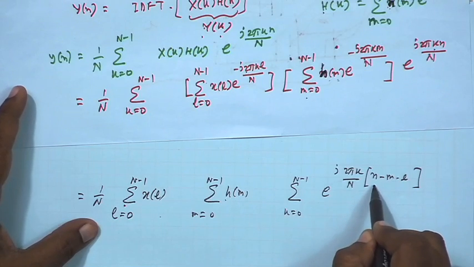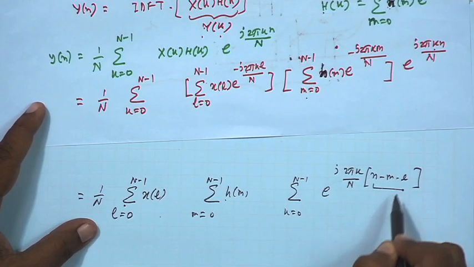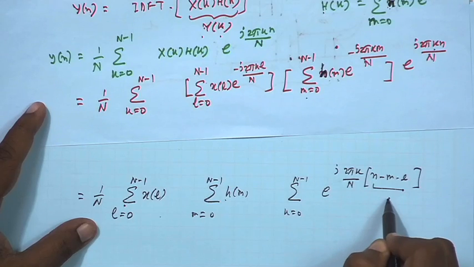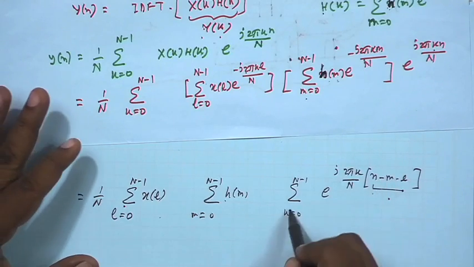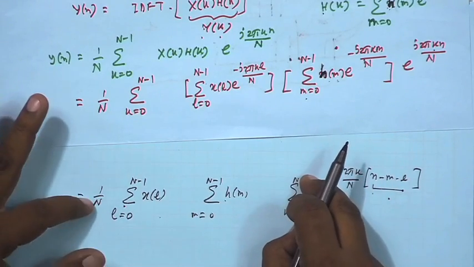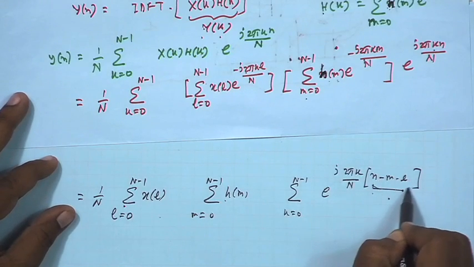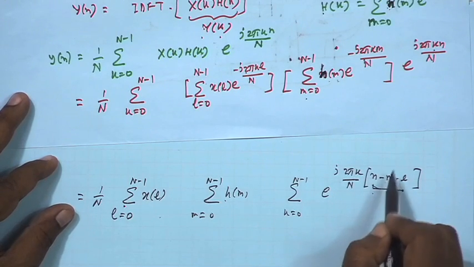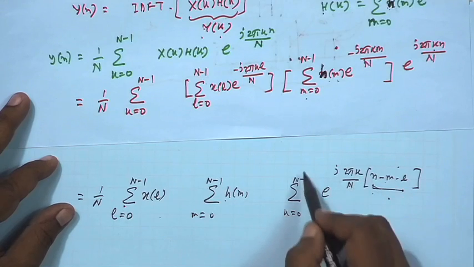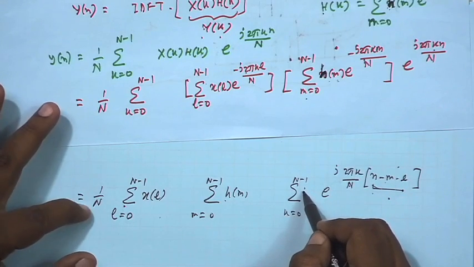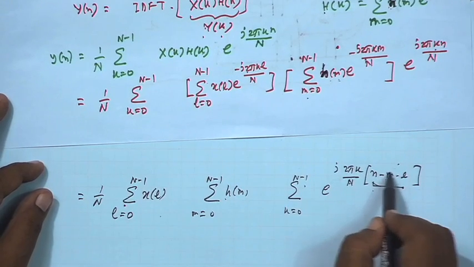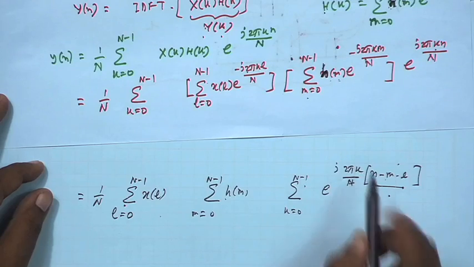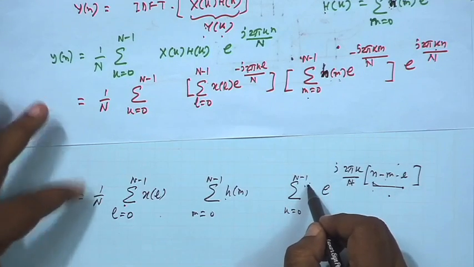Now, if it is 0, or if it is capital N, or 2N, 3N, minus capital N, what will we have? Suppose it is 0, e to the power 0 is 1, 1 plus 1 plus 1, you will get capital N, and that capital N and this 1 by N will cancel. If this is capital N, again e to the power j 2 pi k is 1, 1, 1, 1, you sum, you get capital N, and capital N cancels. Same if it is 2 capital N, 3 capital N, 4 capital N. If it is 2 capital N, e to the power j 4 pi k is again 1. So, you sum over capital N, and 1 by N cancels.